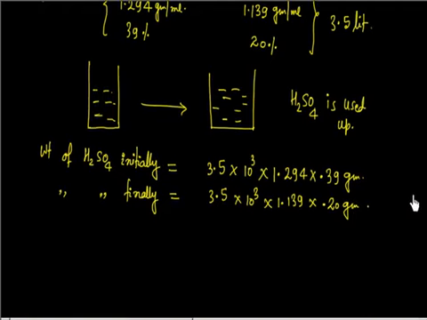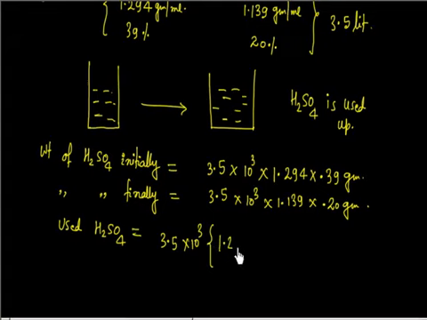Now we can calculate. Initial H2SO4 is more and final H2SO4 is less, so I can calculate used H2SO4. Used H2SO4 is equal to the upper minus lower. So 3.5 into 10 to the power 3 multiplied by 1.294 into 0.39 minus 1.139 multiplied by 0.2. So this is the gram of H2SO4 that is used.